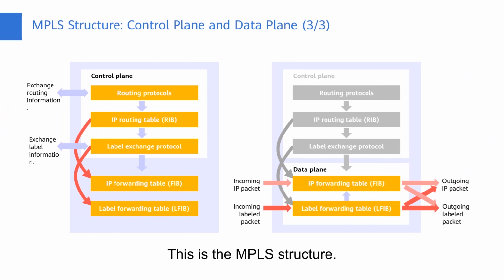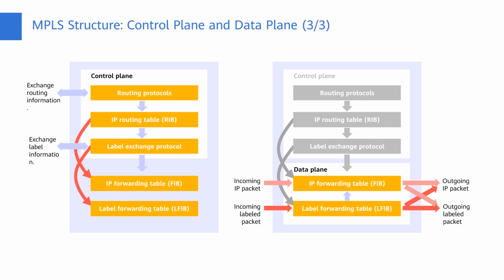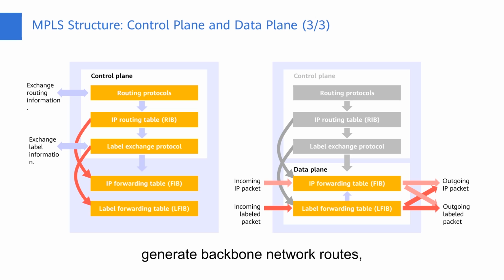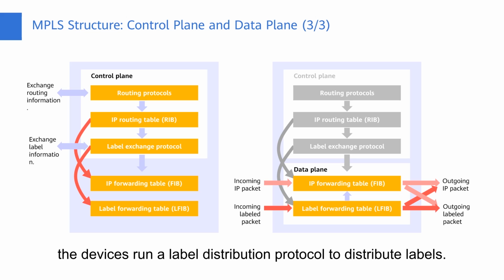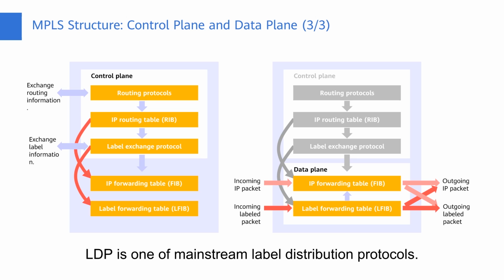This is the MPLS structure. The upper part is the control plane, and the lower part is the forwarding plane. On the control plane, devices run a dynamic routing protocol to exchange packets, generate backbone network routes, and install routes into the RIB table. In addition, the devices run a label distribution protocol to distribute labels. LDP is one of the mainstream label distribution protocols.